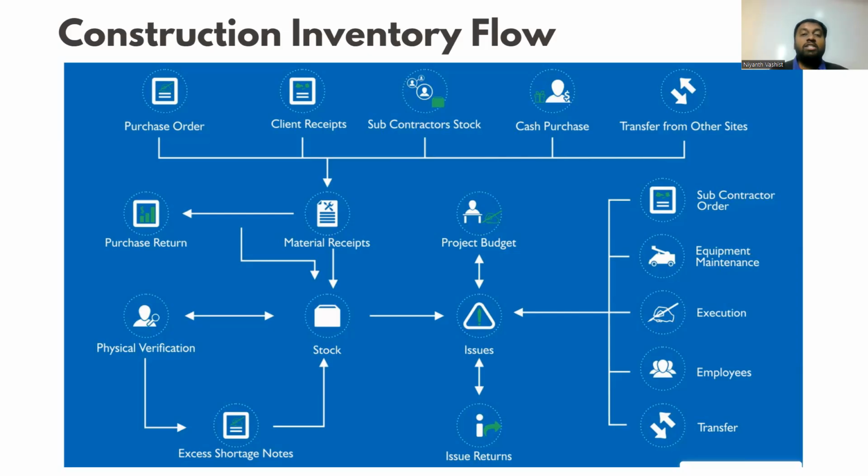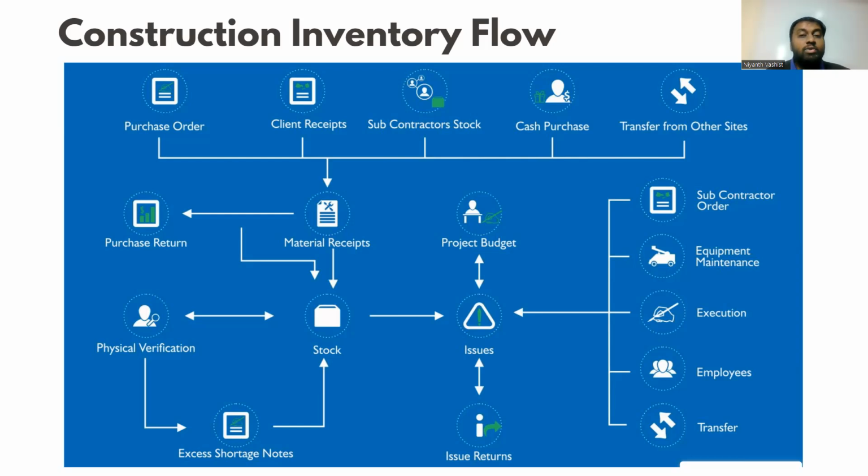Second is if you are having spare parts, you need to issue it to the equipment maintenance also. So equipment maintenance is something that will be throughout the project, and we need to have spare parts, calibration, diesel, these kind of materials which will enhance the efficiency of the equipment. The next is the execution, and during the execution, you will need to issue the materials throughout the project.